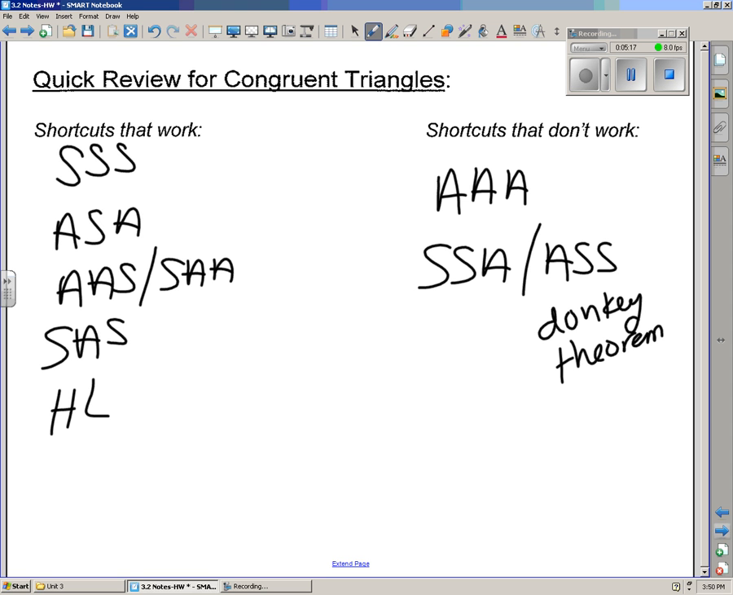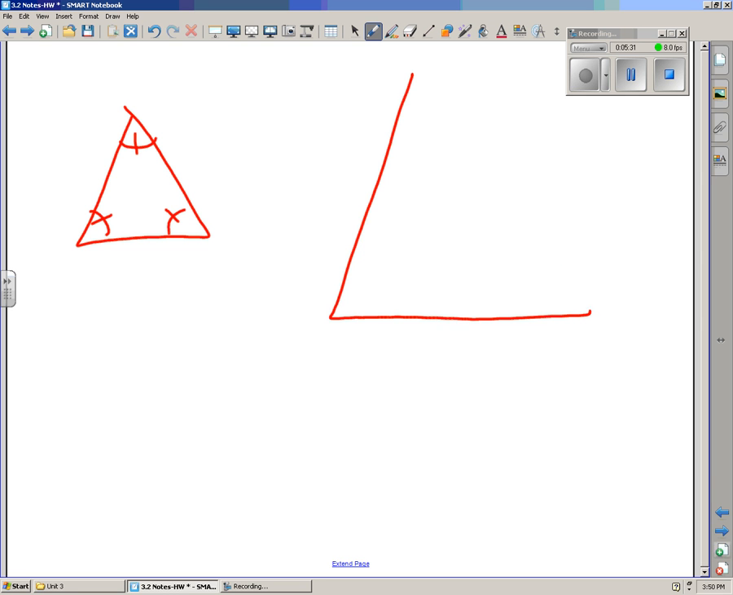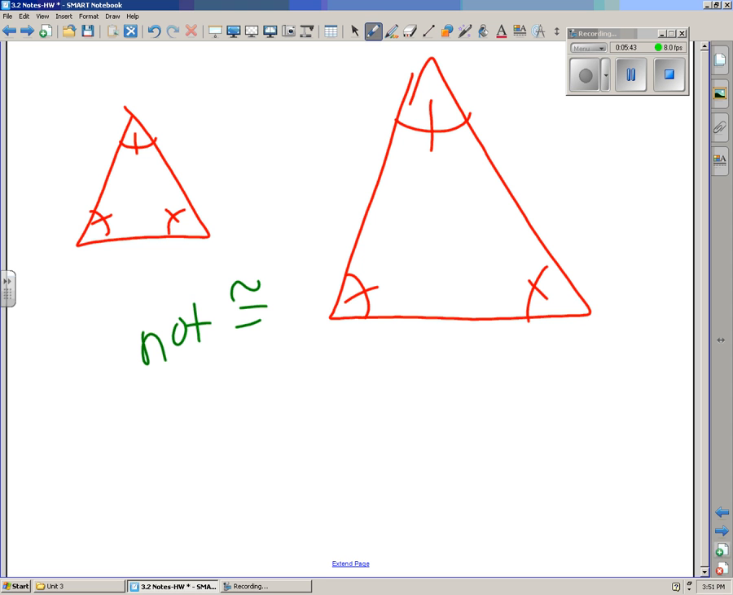Okay. AAA is very easy to show you why it doesn't work. If we have an equal angular triangle, so we know that these angles are all the same measure, all of these guys are 60 degrees, it's very clear that these triangles are not congruent. They could be congruent if we actually made them the same size, but in this case they're not. So this is why we're saying that we can't use this as a shortcut.